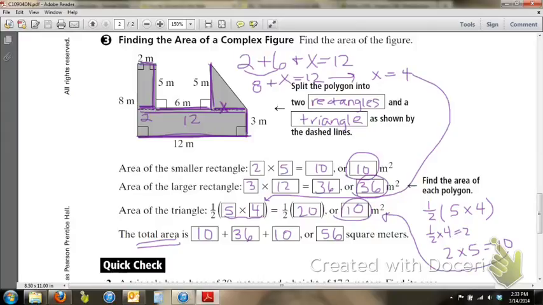Okay, so now you're going to try the two quick checks at the bottom. One is just a triangle, and they give you the base and the height. And quick check number 3 is a complex figure. They drew one of the dashed lines in for you, but in order to solve that problem, you're going to need to draw another dashed line in. So try those quick checks, and we'll check your work in class.